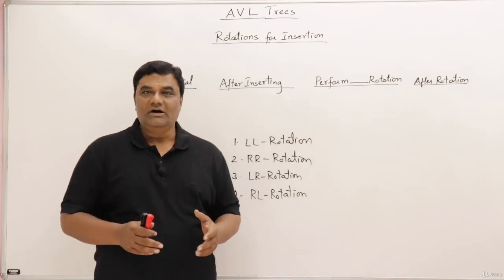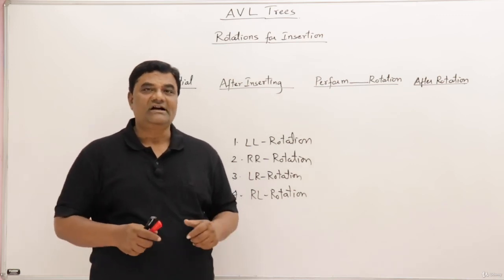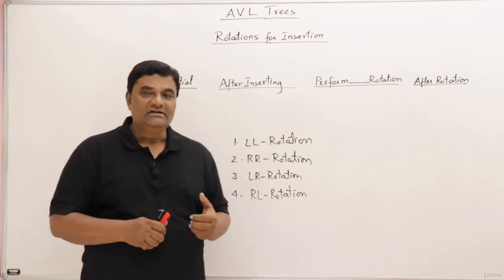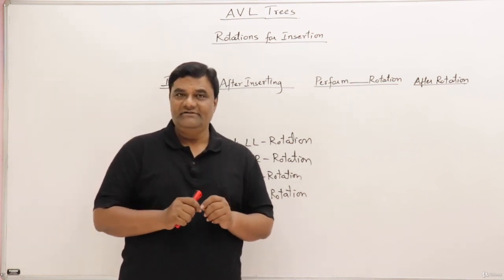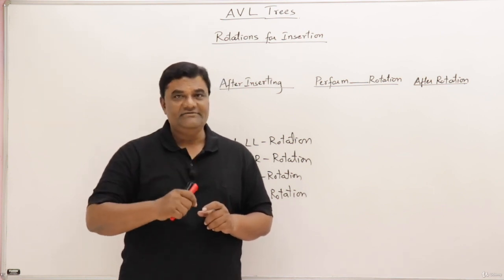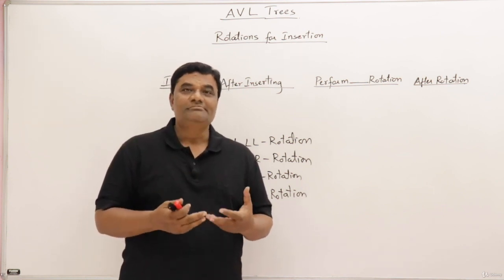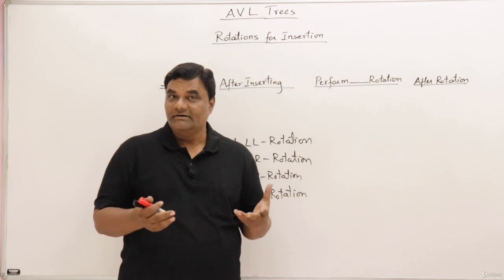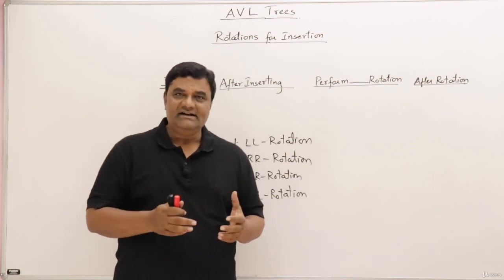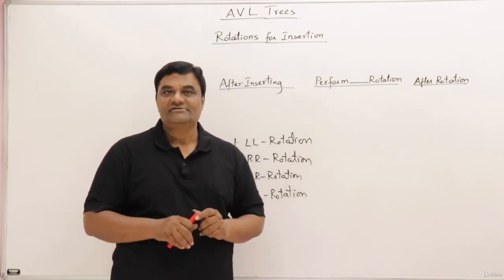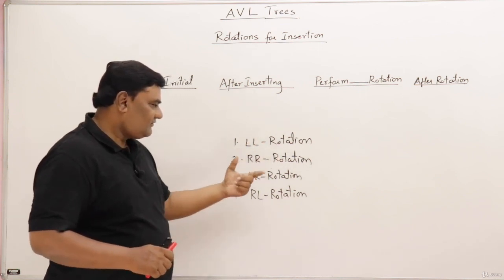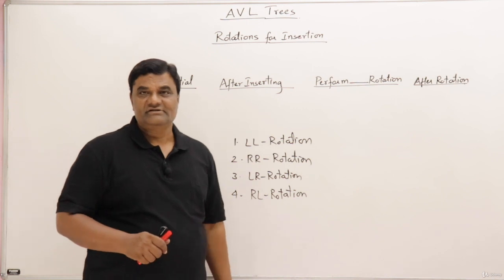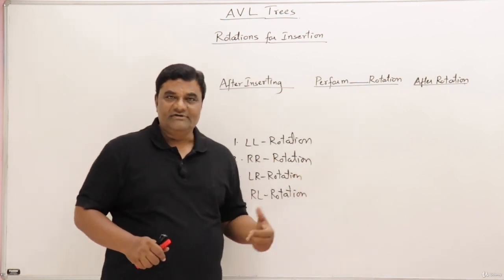In this video, we'll learn about rotations at the time of insertion, that is at the time of creation of an AVL tree. When we are creating an AVL tree and inserting any key in an AVL tree, then some nodes may become imbalanced. So the tree becomes imbalanced. To balance that, we perform rotations. Those rotations are named LL rotation, RR rotation, LR and RL rotations. We'll understand all these rotations one by one.